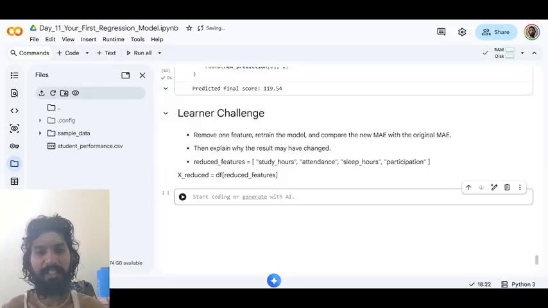Now you need to split the reduced feature table, create a new linear regression model, train it, generate predictions, calculate the new MAE, and compare it with the original MAE. Pause the lesson and try it yourself. Now let us discuss one possible solution.